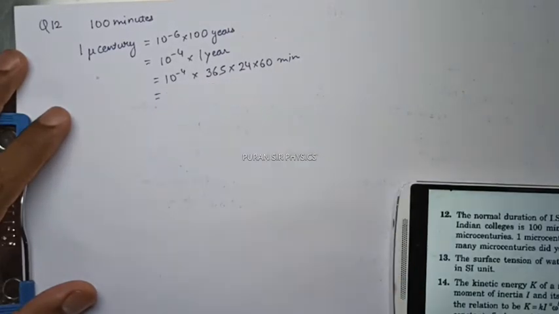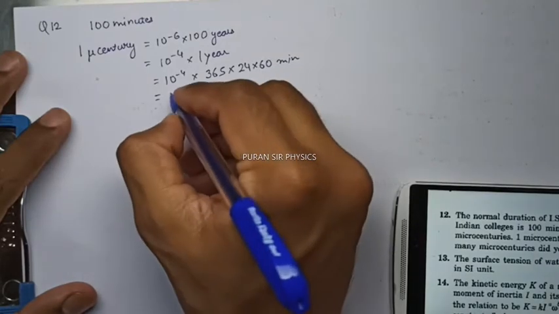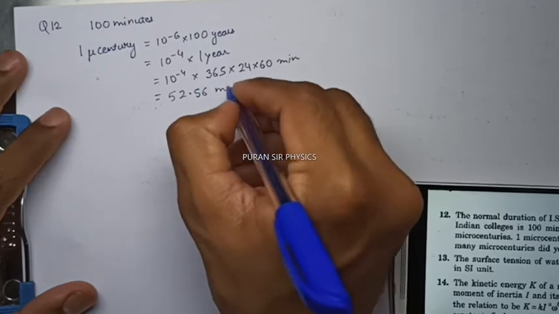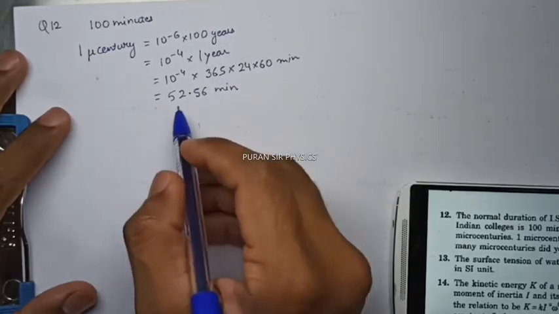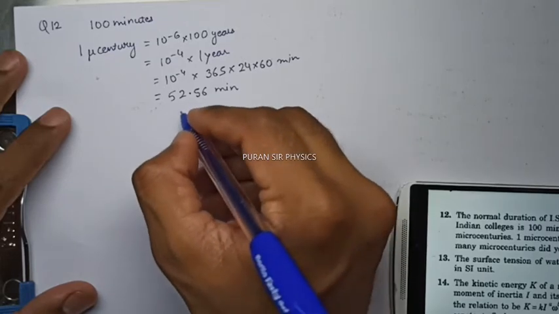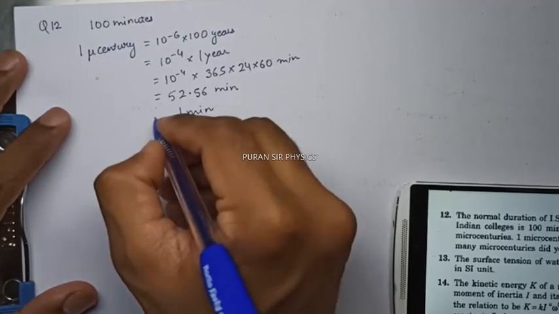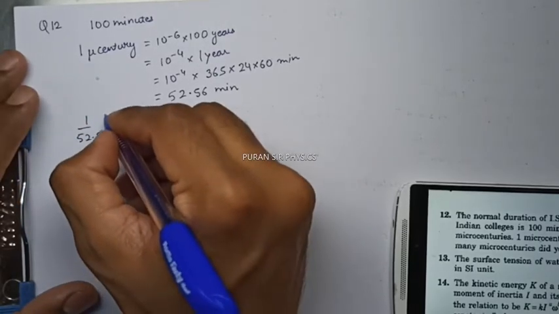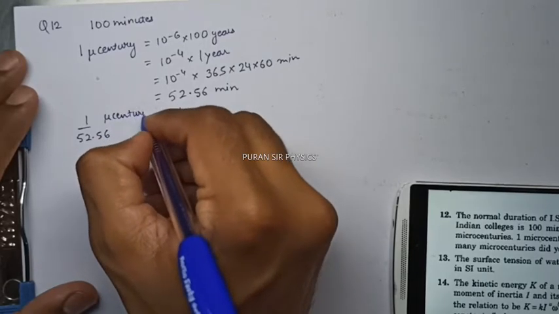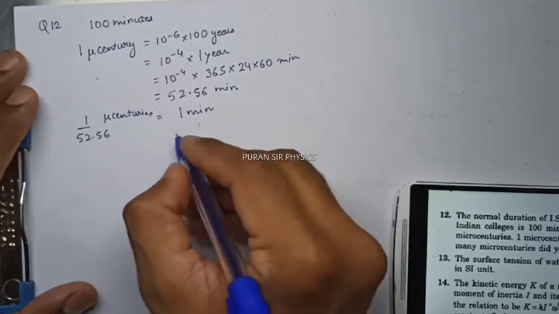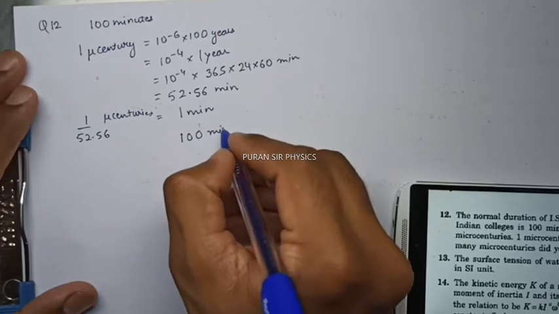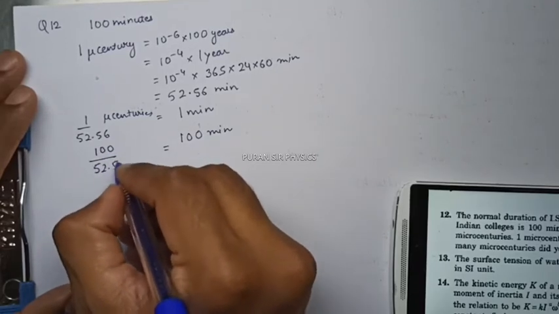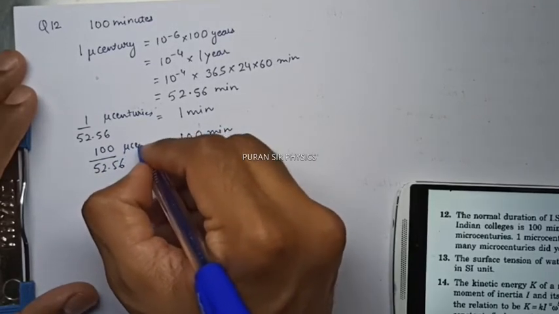Okay, when we solve this, it comes out to be 52.56 minutes. So in 1 microcentury there are this many minutes. So in 1 minute, now I can apply the unitary method. In 1 minute there will be 1 upon 52.56 microcenturies, and in 100 minutes there will be 100 divided by 52.56 microcenturies.